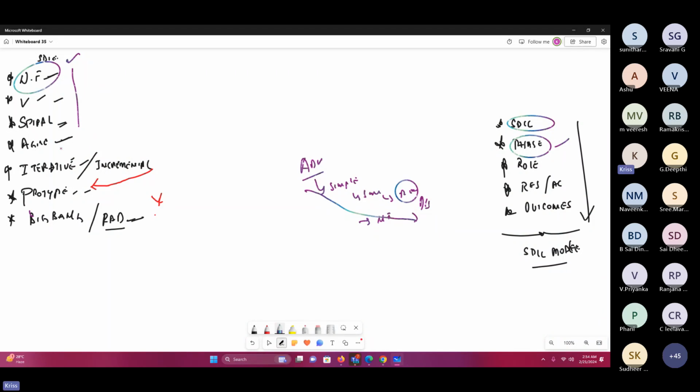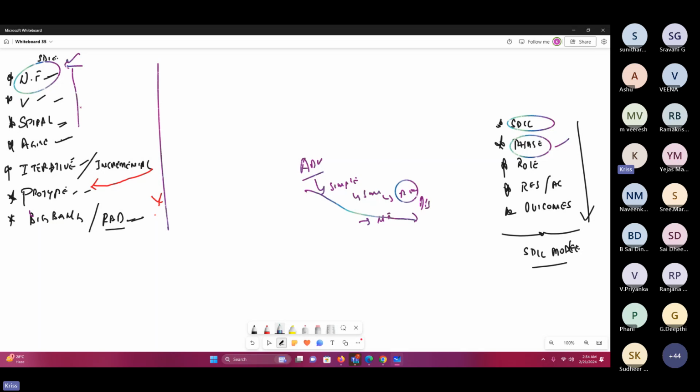So here we have a lot of SDLC models. Why? Because every company operates with different models. You should understand which model they are trying to use. Then only you can go and test it in that way, right?